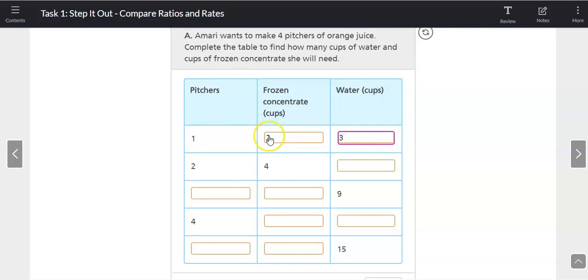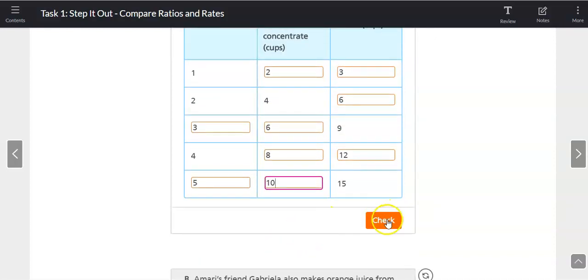Now, if we do 2 pitchers, 2 times 2 is 4, so 3 times 2 is 6. If I want 3 pitchers, I'm going to multiply the top one by 3. 2 times 3 is 6 and 3 times 3 is 9. They already have that one for you. If I want 4 pitchers, I'm going to multiply the top one by 4. 2 times 4 is 8 and 3 times 4 is 12. Then for my last one, 5 pitchers, I multiply by 5. So 2 times 5 is 10, and we're done with that.